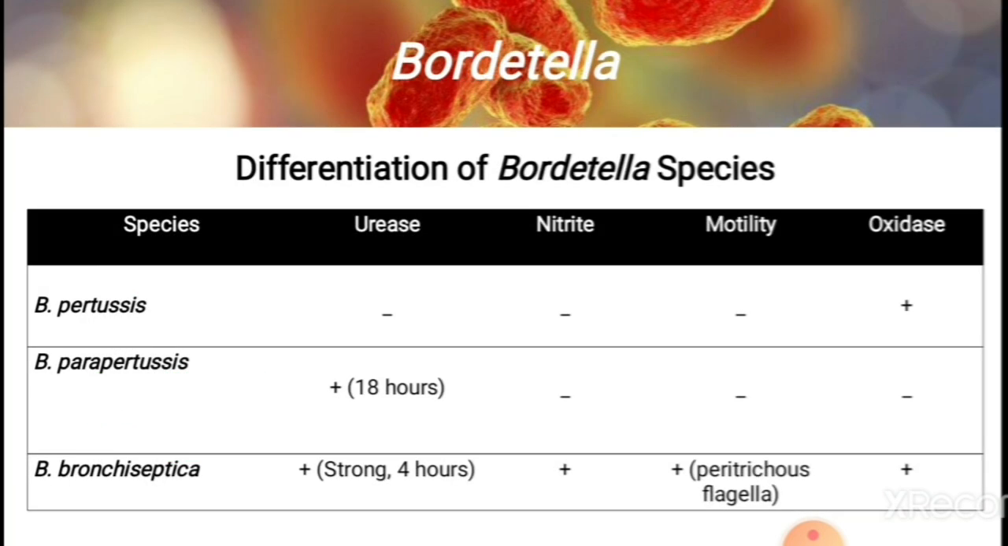Next, we have the table for the different Bordetella species. Our Bordetella pertussis can show brown pigment on our BG agar, they are non-motile, and they can cause pertussis-like syndrome. While Bordetella bronchiseptica has peritrichous flagella. They can cause septicemia and meningitis, and they are rapid urease producers.